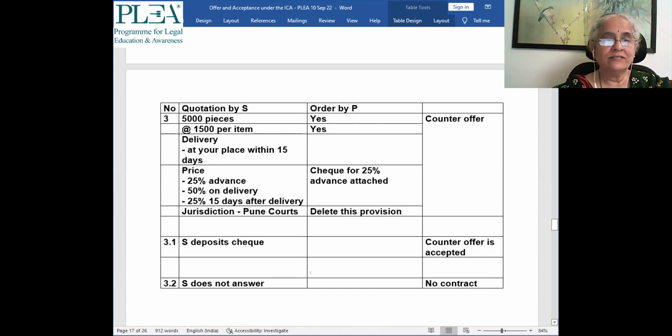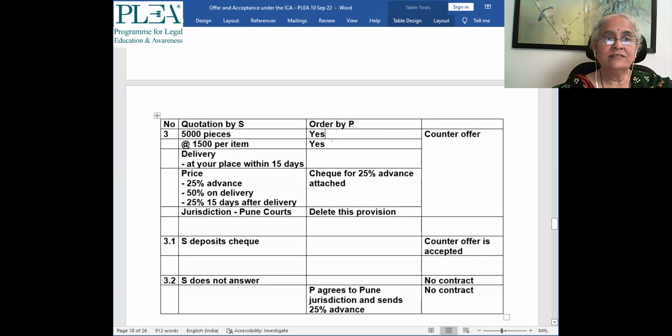This is the next example. There's a quotation by S. The proposee says yes, yes. He says the check I give is for 20%, so he attaches the check. But in the letter he says please delete this provision. Which one? Pune courts. Now remember, the essential business terms are agreed. It is only the jurisdiction, I mean, if there is a dispute, the matter will go to court. Only that much is to be deleted. Here, all the terms of the proposal are not accepted, and therefore this becomes a counter offer. If S deposits the check, the counter offer is accepted.